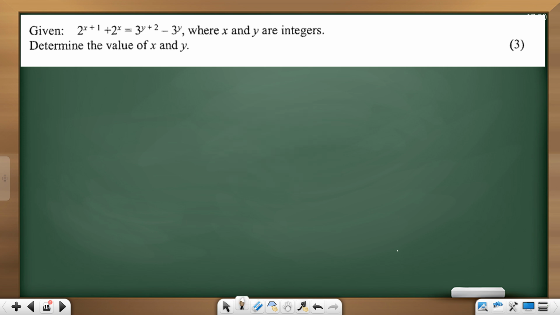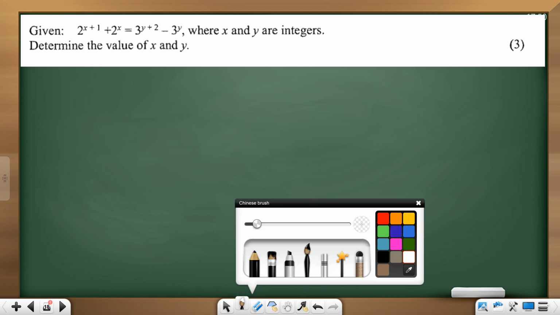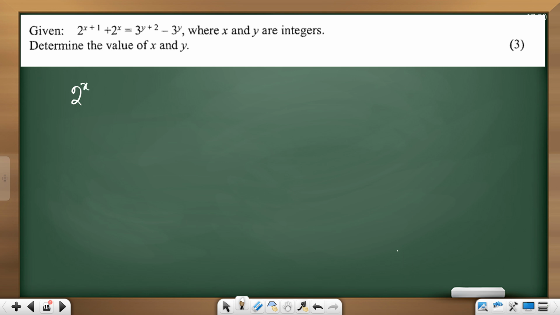Check this. What would I do? Interesting piece of question. Just like we're doing with the grade 11s now. Anytime you see the exponent, we need to separate. So we have 2^(x+1). This we started doing from grade 10, and then we add some spice to it in grade 12. Check this. I can split this as 2^x times 2^1 plus 2^x. I can also split the 3^(y+2), which gives me 3^y times 3^2.